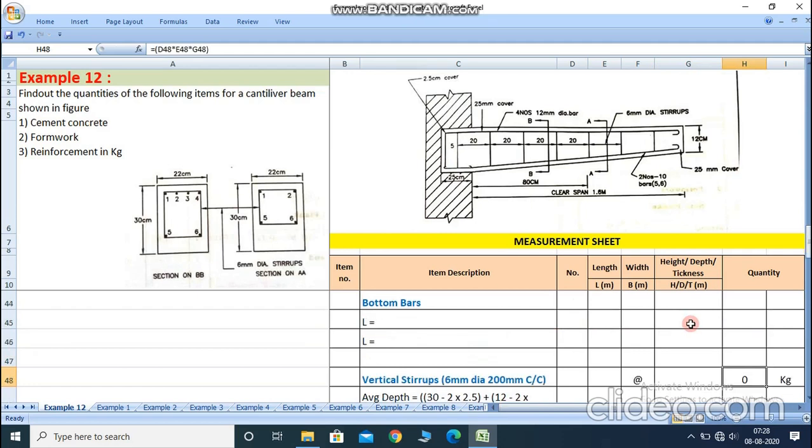Now here the bottom bar is also provided. So here from starting to end the bottom bar is provided, 2 bars are provided, 1 and 2. Clear? So here we write bottom bar number is 2.